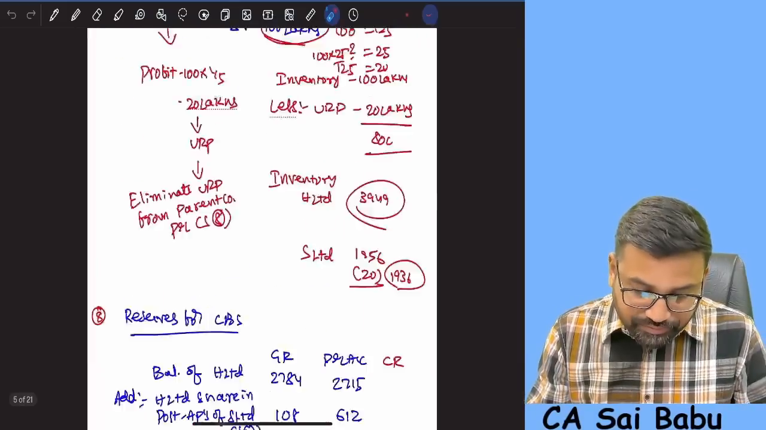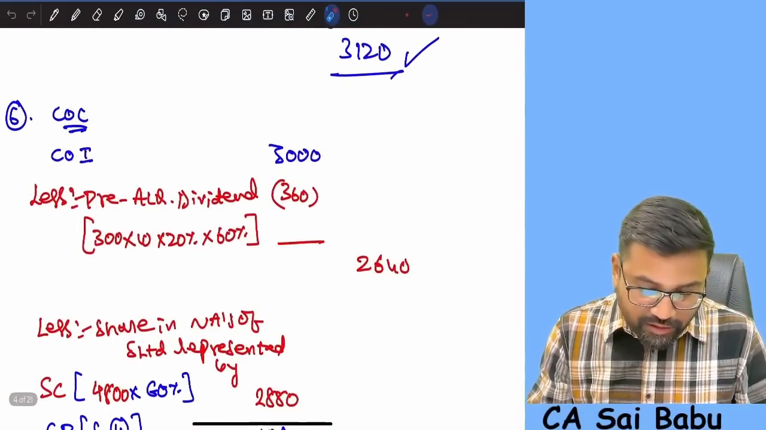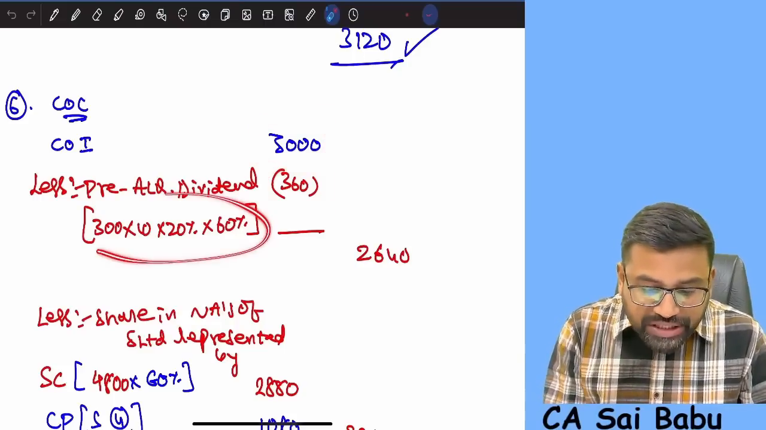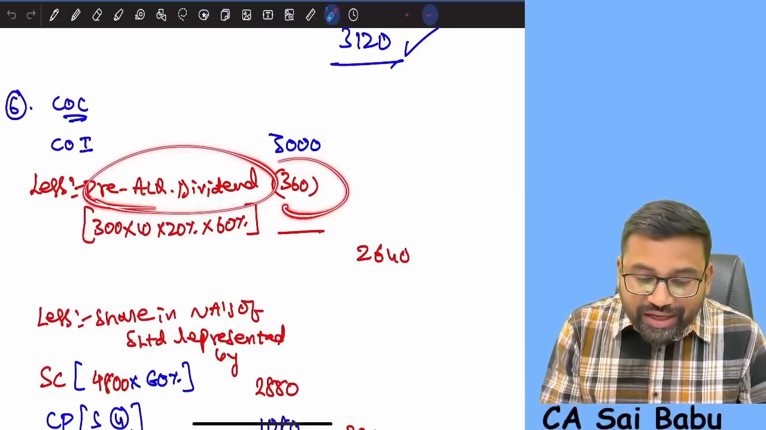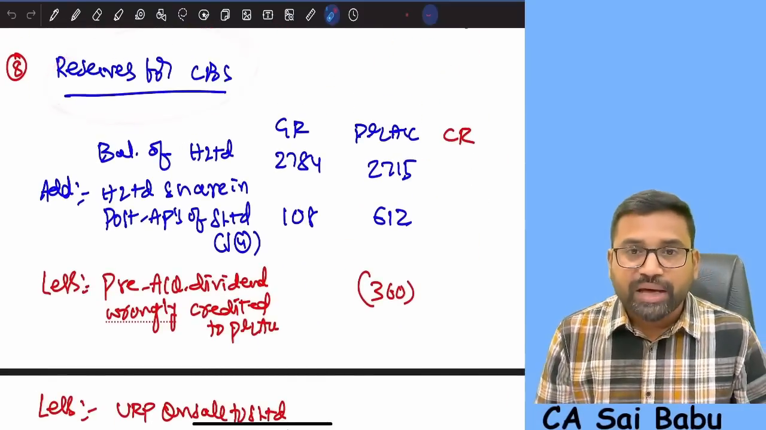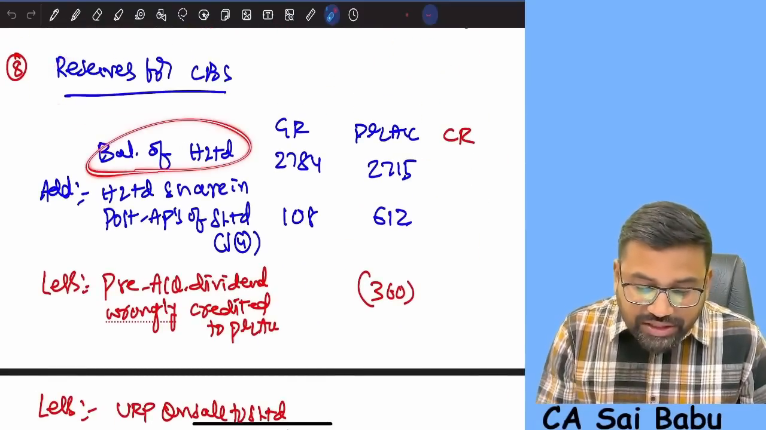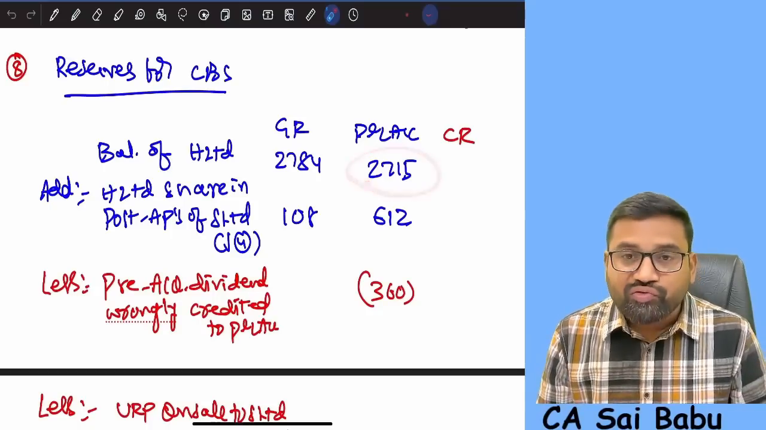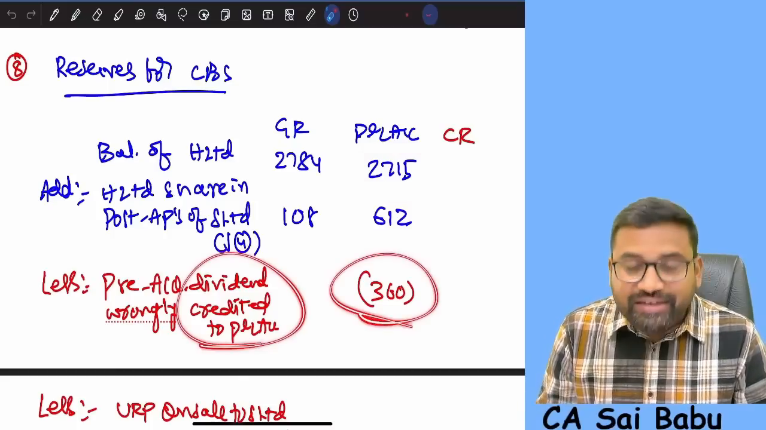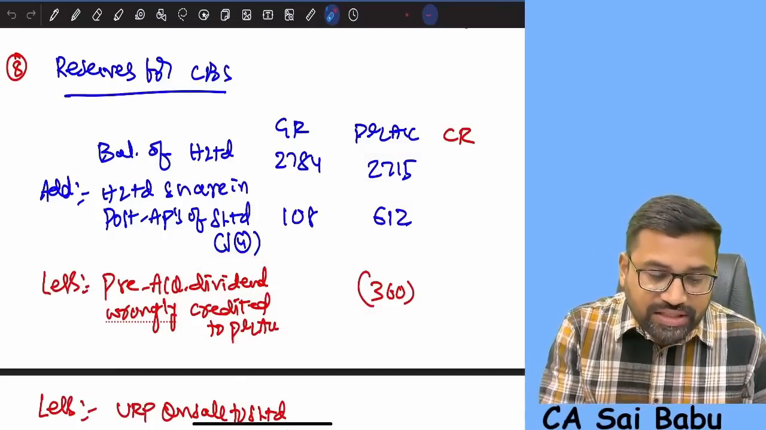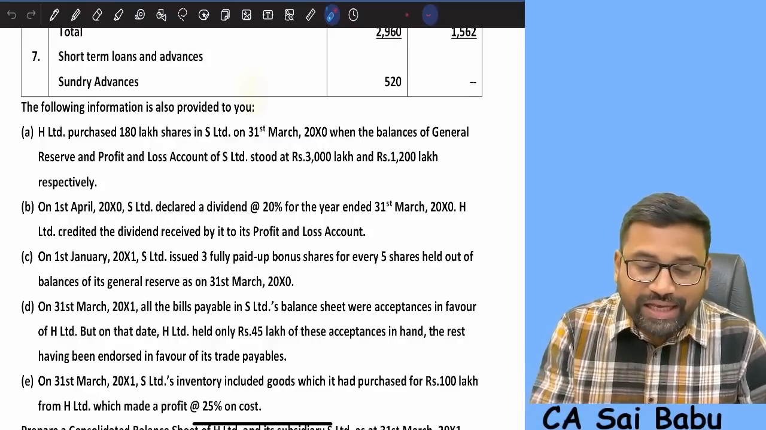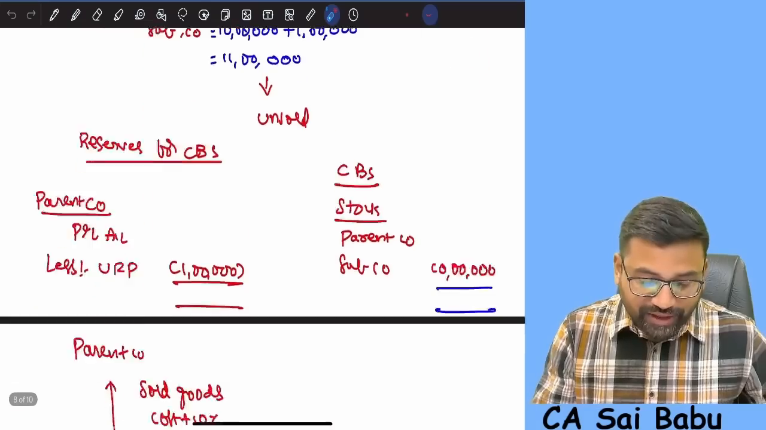So see this. In this question, while preparing cost of control, from the cost of investment, the parent company's share in the pre-acquisition dividend is reduced. And also when I am preparing step number 6, reserves for the consolidated balance sheet, first I consider the balance sheet balances of the parent limited P&L account, 2715. In this P&L account, there is a pre-acquisition dividend wrongly credited. I deducted it. Because in this question, the dividend was received from pre-acquisition profits, but they have wrongly credited it to the P&L account. That we need to rectify.